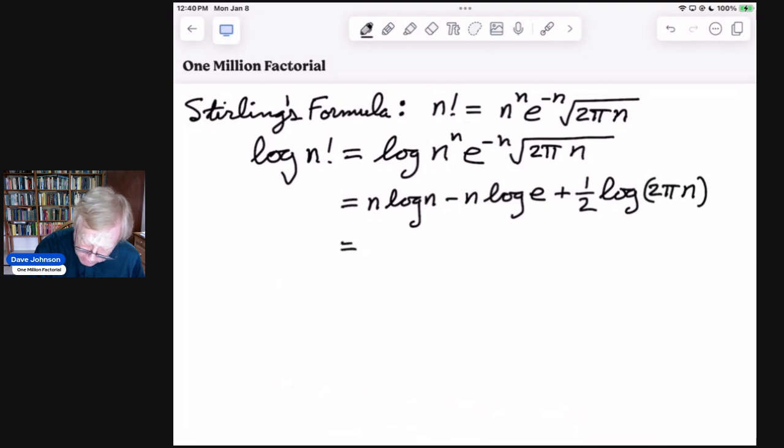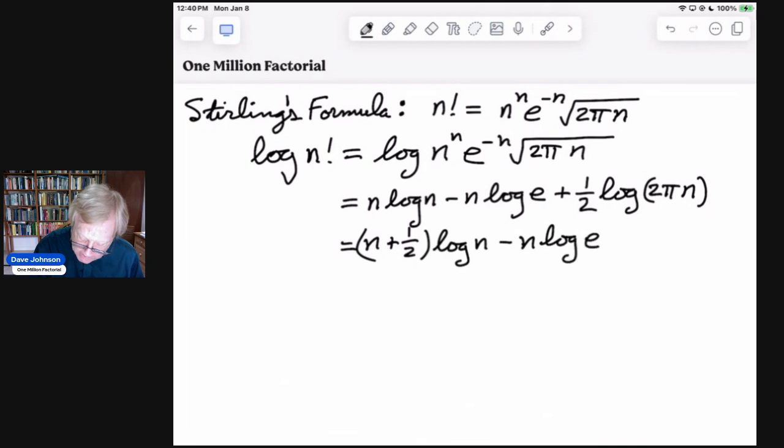And it might be worth just going ahead and breaking that last log down. So you're going to get 1/2 log n. I'm going to add that to the n log n. So we get n plus 1/2 log n minus n log e plus 1/2 log 2 pi.